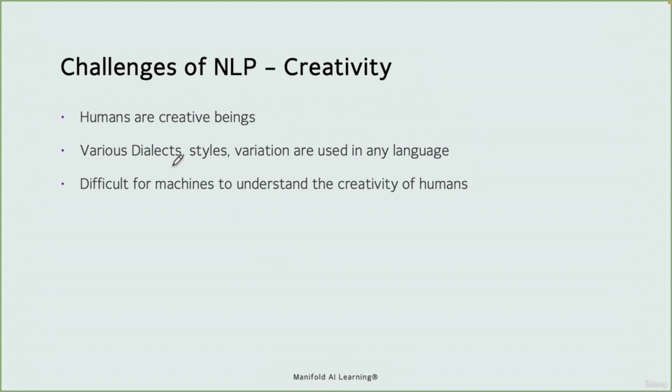And each language will have its own dialect, its own style, its own variation, and each and everything will be unique for that specific region. In that scenario, it would be very difficult for the machine to understand the creativity of humans. So, the three key challenges that I have described in this video are ambiguity, common knowledge assumption, and creativity.